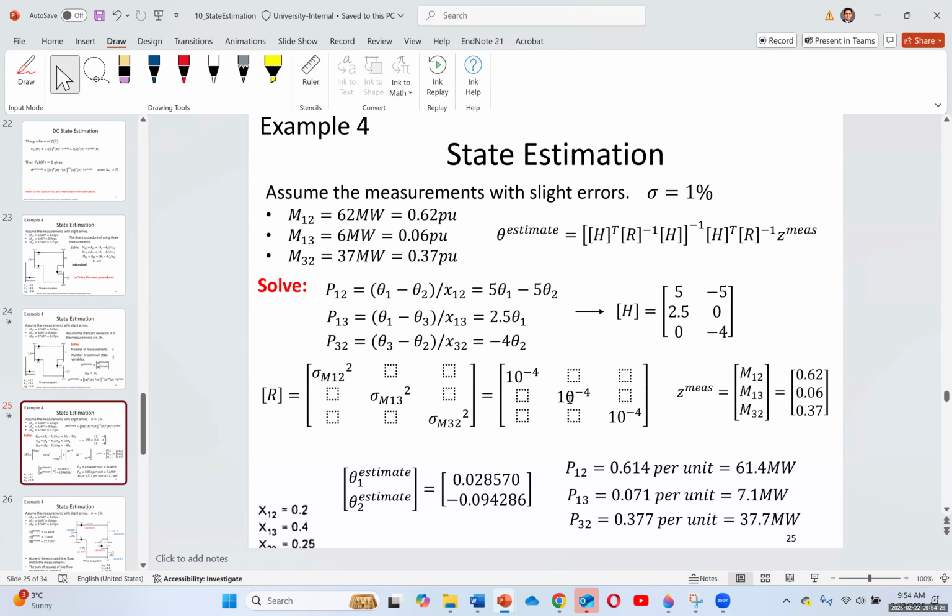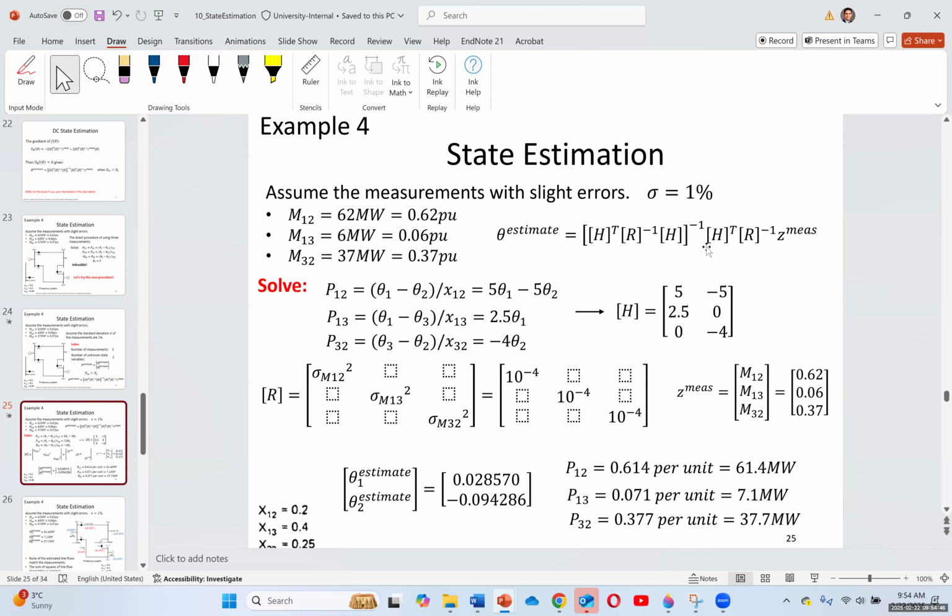So 10 to the power of negative 4, 10 to the power of negative 4, 10 to the power of negative 4. And the Z means is going to be M12, M13, and M32, which are the measured values, which is 62, 6, and 37, or 0.62, 0.06, and 0.37 per unit.